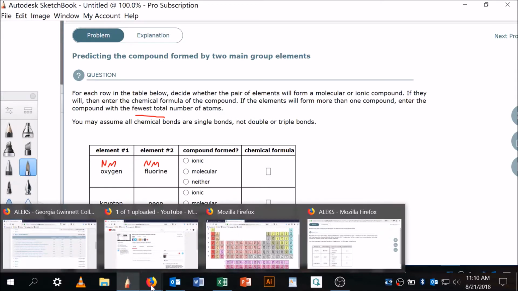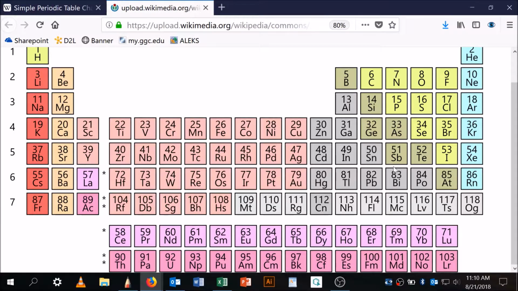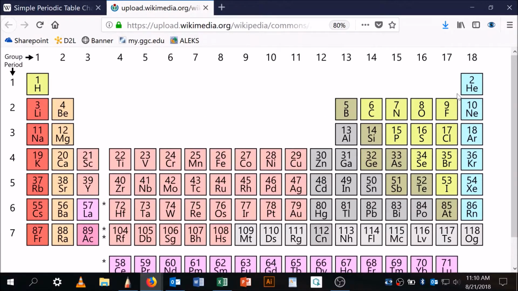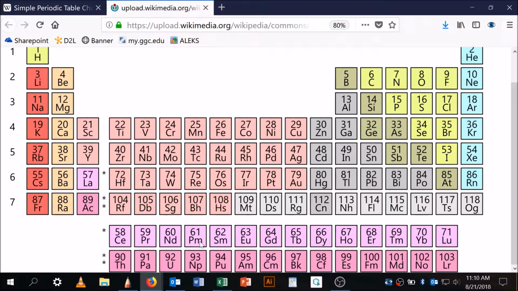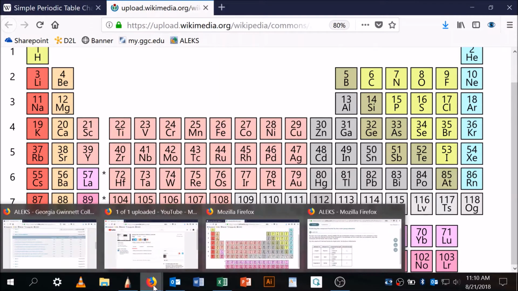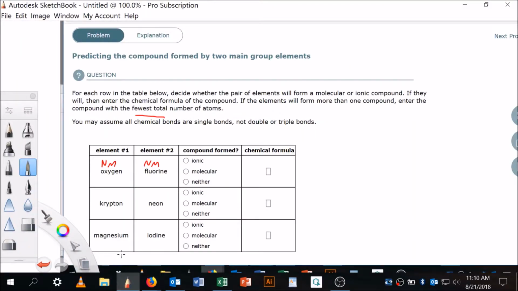Now, krypton and neon. Those are both here. Here's krypton and here's neon. Those are not only nonmetals, those are noble gases. They're still nonmetals though, right? So I'm going to say nonmetal, but this is a noble gas, which means it doesn't form bonds. Both of those are noble gases, okay?